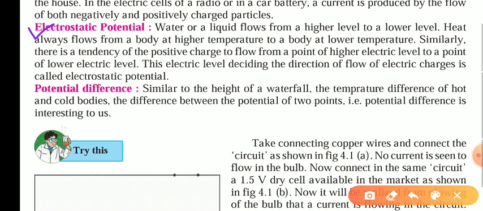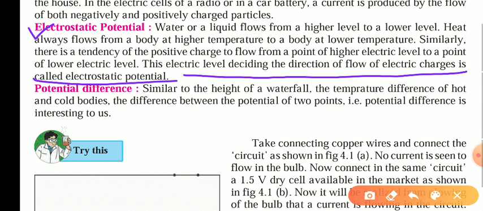In the same way, when we talk about electrostatic potential, charges are always moving from a higher energy level to a lower energy level. This electric level decides the direction of the flow of electric charges, and this is called electrostatic potential. You can see here they have given: the tendency of a positive charge to flow from a point of high electric level to a point of lower electric level, and this level decides the direction of flow of electrical charge, and that is called the electrostatic potential.